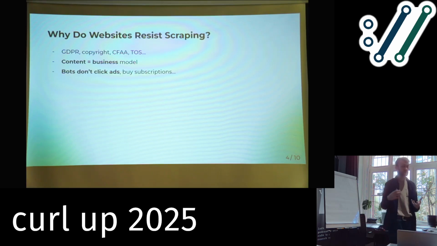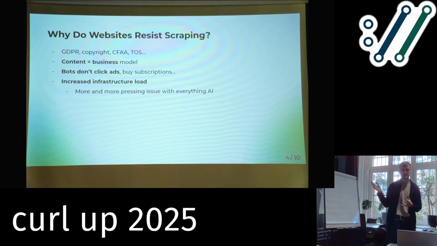Also, if you come to the web page with an automated script, the bot won't click ads, won't see the ads, won't try to buy subscriptions, so they're losing money. And maybe the largest problem, especially nowadays, is that automated scraping increases the infrastructure load. The servers have to process more requests, generate more responses, and this is a larger issue nowadays with AI. Everything, the use cases where people just scrape the whole website for their LLM chatbots and stuff.